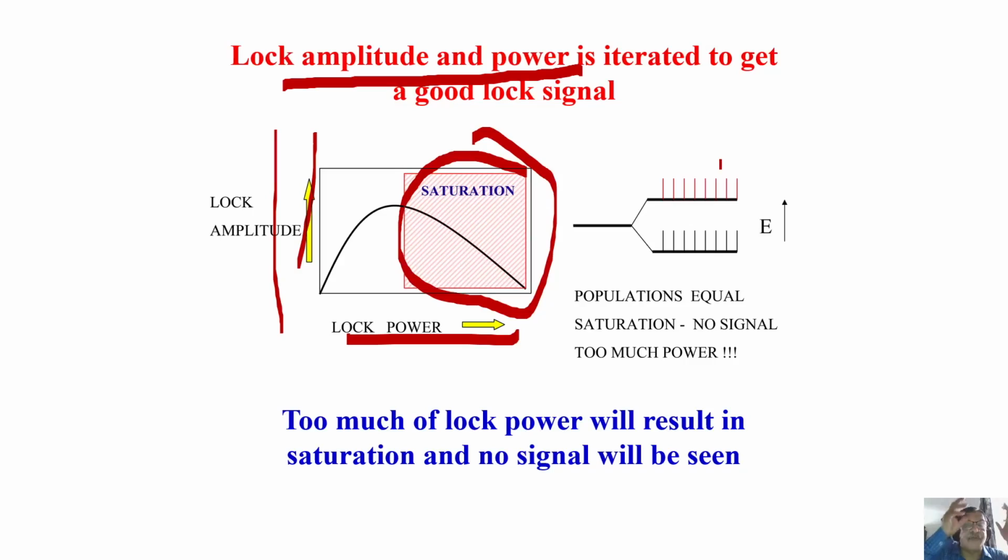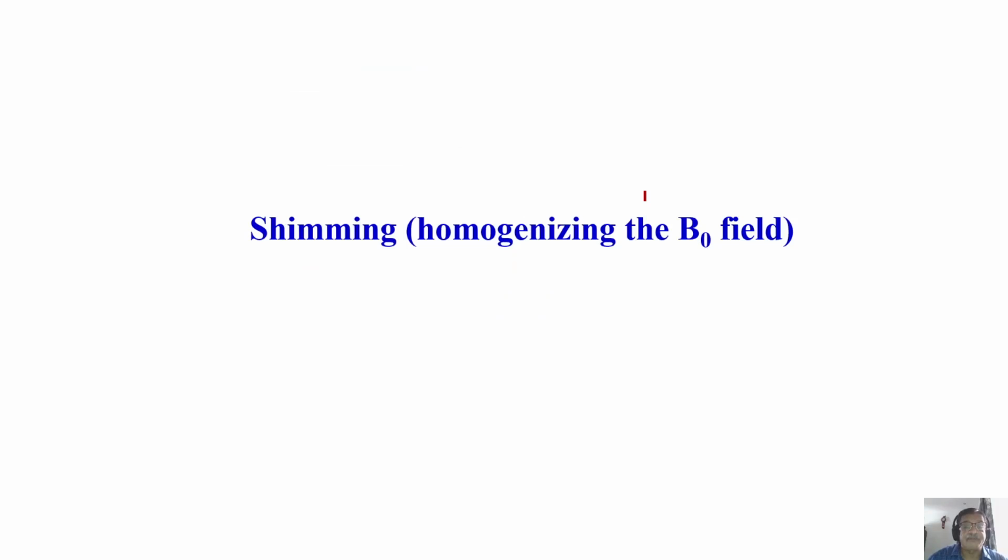So any amount of lock power you give, after some time you will not see the signal at all. It gets saturated. So don't use too much lock power or too much lock amplitude, else the signal gets saturated. That's very important. Please remember this. Next, after locking, you have to homogenize the B naught field.